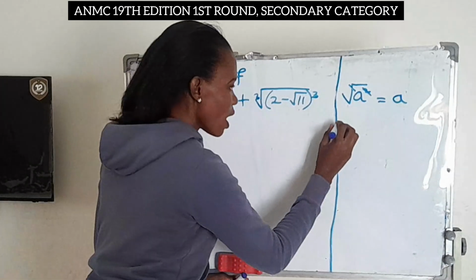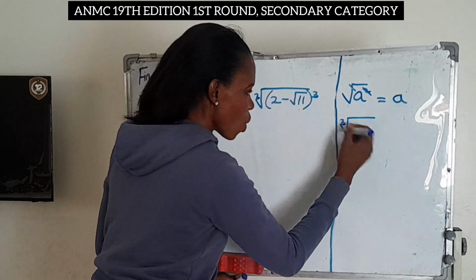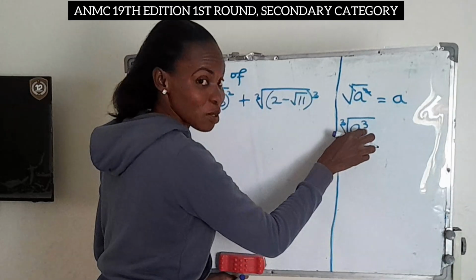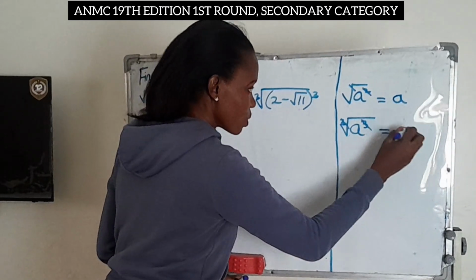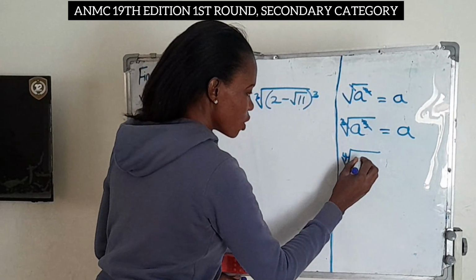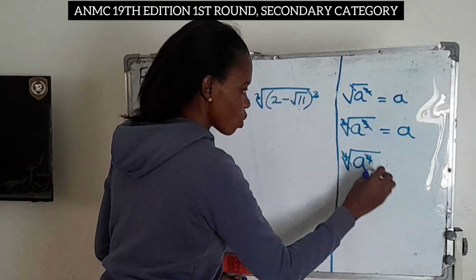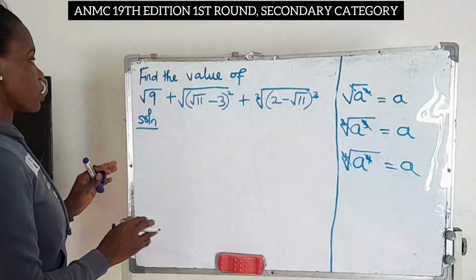Exactly. If I have cube root of a number or a term that is raised to power of 3, cube root and raised to power of 3, this cube root will knock off this 3. It will still give you a. If I have fourth root of a number that is raised to power of 4, this fourth root will knock off this fourth root, return the number as a. So we're going to use it here now.